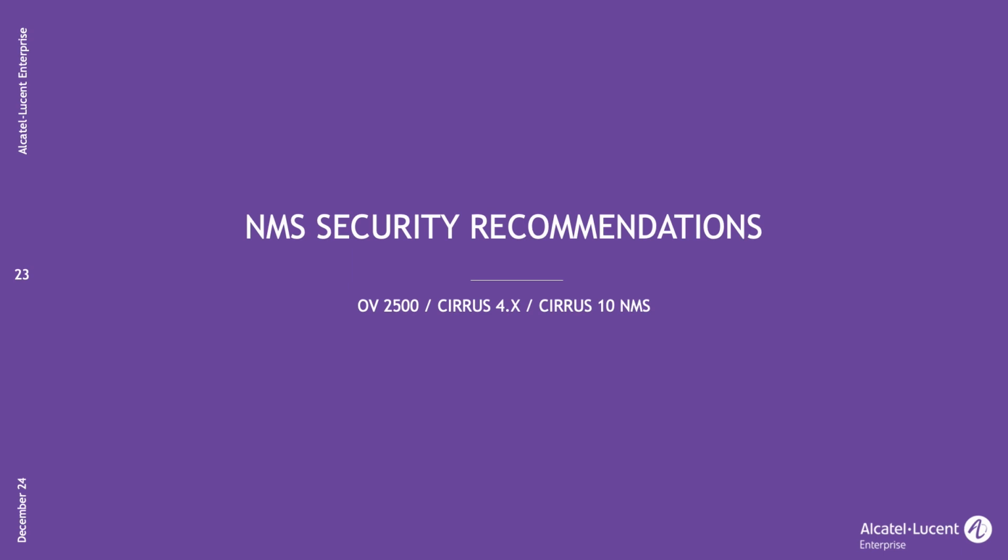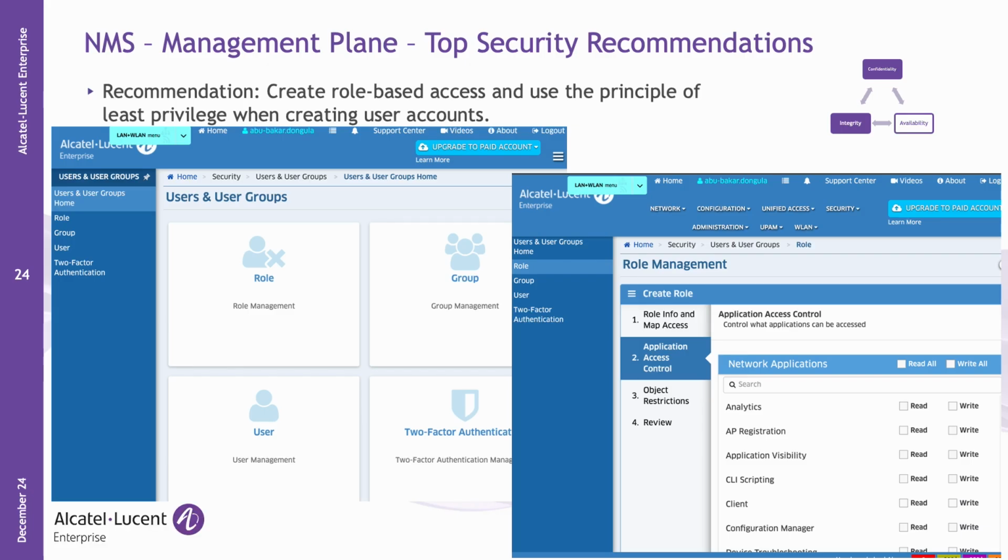The next section is the Network Management System Security Recommendations. The first security risk is not configuring role-based access control, which we have also covered in the switching and wireless management security recommendations. To mitigate this, you need to set up role-based access control by setting a custom authorization by role or user type.